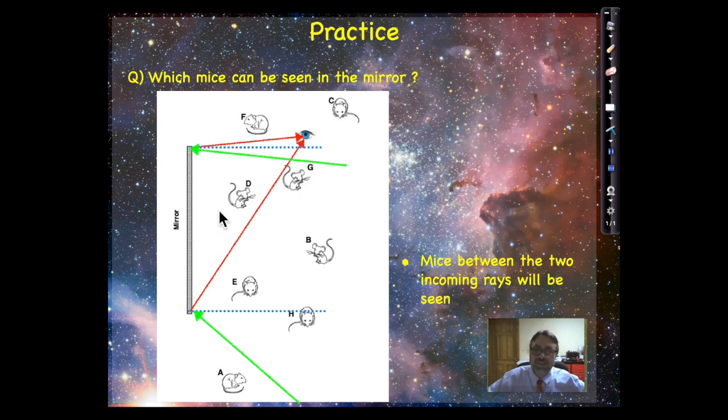Now, these are the two extreme incident rays. Anything between these two incident rays, I'll see in the mirror. Anything outside these two rays, I won't see in the mirror. So I can see D, B, E, H, and G, which are all being seen in the mirror. But A, F, and C are not in the mirror. They would not be reflected. And there you go. Just a little bit of geometry and very little math for a plane mirror.